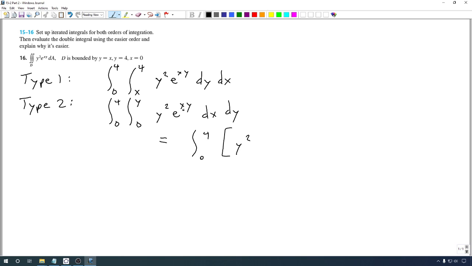Well, when we integrate e to some constant times x, we end up with e to that same constant times x, but then we have to divide by whatever that constant was. So this time we actually end up dividing by y. And keep in mind we do have our limits still from 0 to y. We'll go ahead and simplify this, so we just have a y out in front.